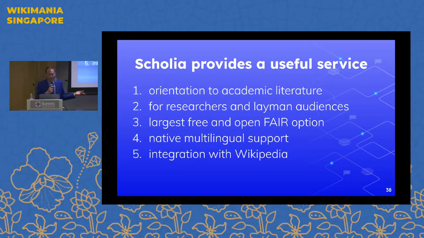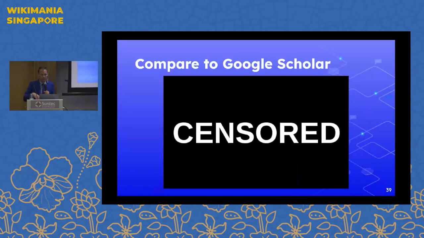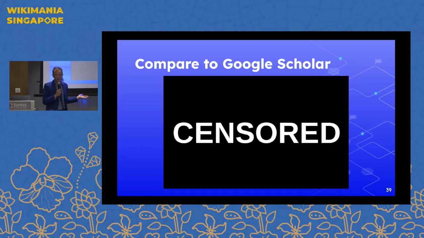We're providing a useful service. This is an orientation to academic literature. There are different ways that this integrates with Wikipedia so that we can confirm that when people are researching topics in Wikipedia, they have the information that they would need. I'd like to do a demo to compare Scholia with Google Scholar, but our problems begin here.